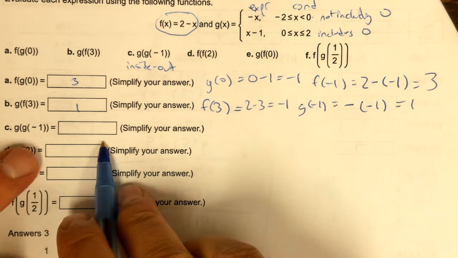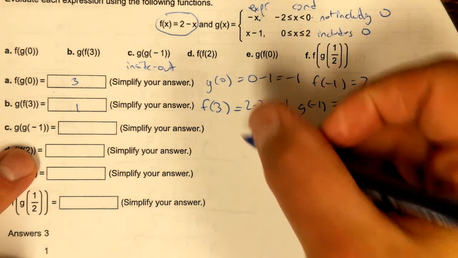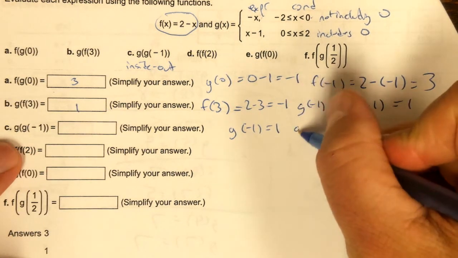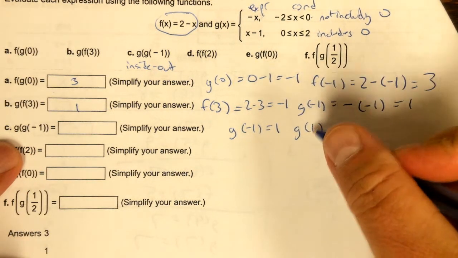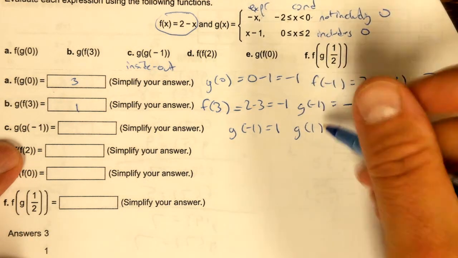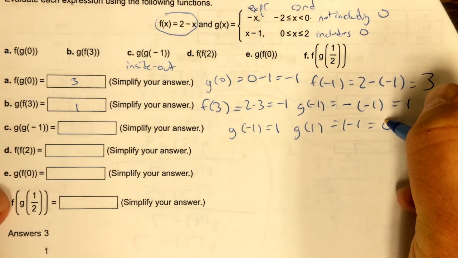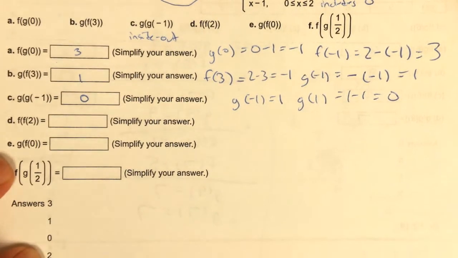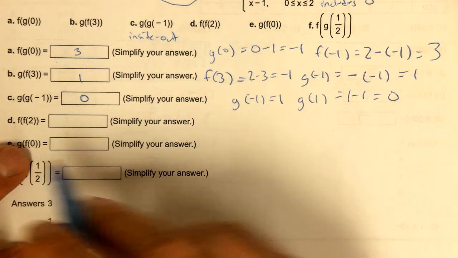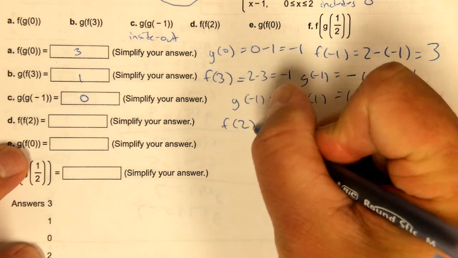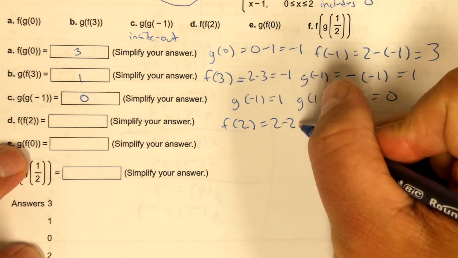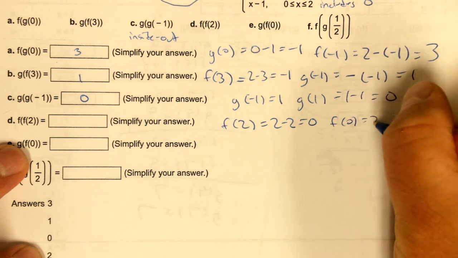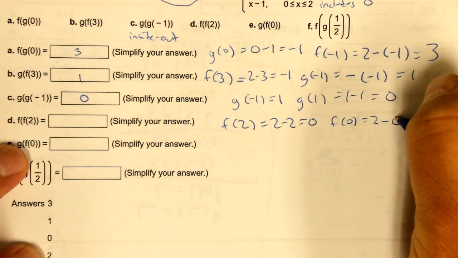Okay, on this one, you do g of -1. We already figured out that was 1. And then you do g of 1. So now 1 falls in the bottom interval, and so you do 1 minus 1, which is 0. Okay. Now we have f of 2. So f of 2 would mean do 2 minus 2, which is 0. And then do f of 0, which would be 2 minus 0, which is 2.